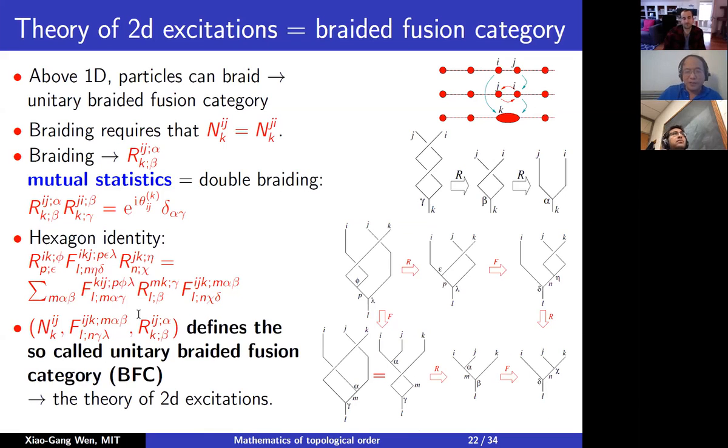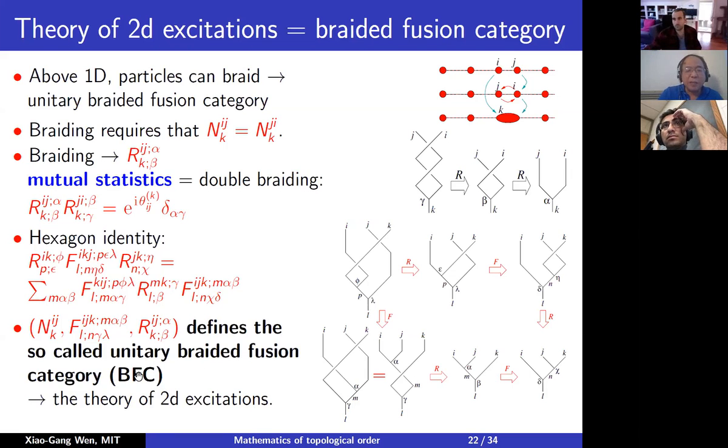So this really led to the theory for two-dimensional excitations. In two dimensions, we allow exchange, we allow braiding, so particle I can go around particle J. This braiding gives us the R symbol, a relation between the fusion of IJ and the fusion of JI, related by a unitary change-of-basis matrix. The R symbol and F symbol have a self-consistent relation, the hexagon identity. Once you add in the R symbol to N and F, that defines the so-called braided fusion category. This is supposed to be a theory for two-dimensional topological order.